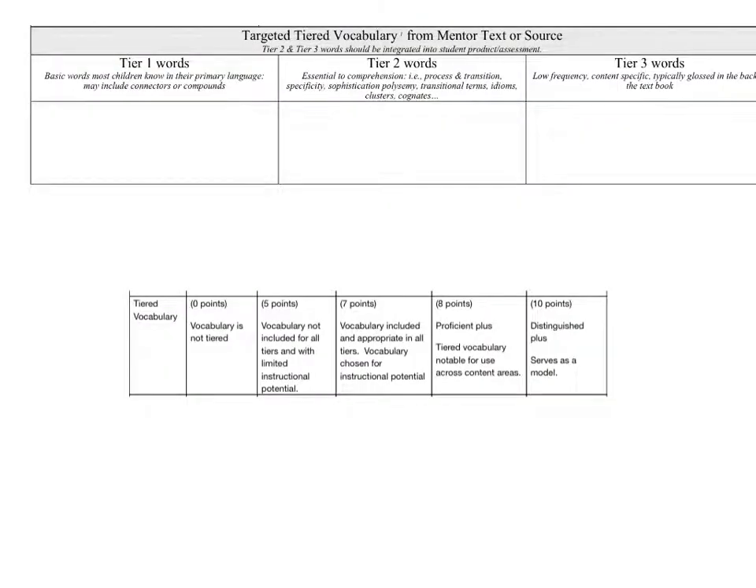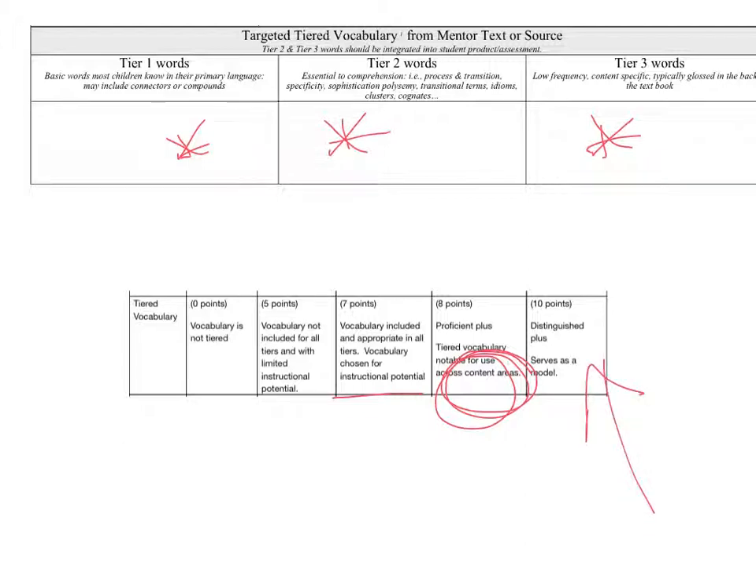Tier vocabulary, we did this in SIR 1, so make sure that you are completing this. Make sure that each tier has words in it. As long as they're chosen for instructional potential, you would get proficient. If you can use them across content areas, you get exemplary. And if it serves as a model that I could send to the DOE, you get the last one.